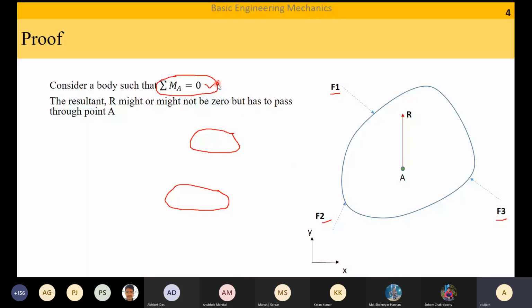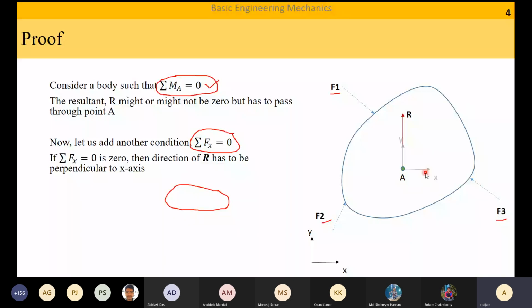Now, let us introduce a second condition. Let us say that summation of forces about X is 0. If summation of forces about X is 0, R might or might not be 0 because we can have a condition that R is passing through A and is parallel to the y-axis. So these two conditions, MA is 0, Fx is 0, does not guarantee that my body is in a state of equilibrium.